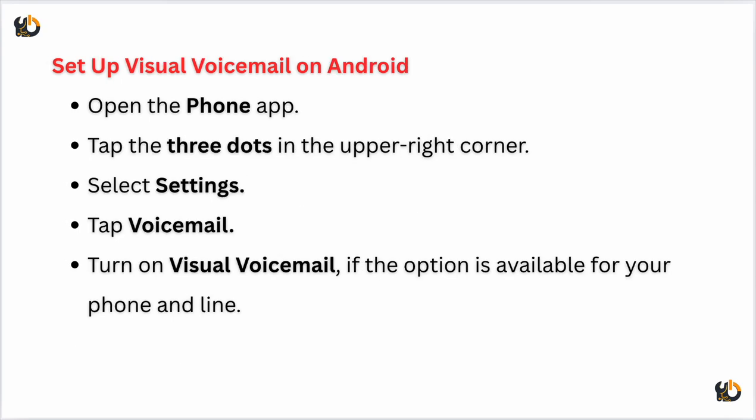Now set up visual voicemail on Android. So open the phone app and tap the three dots in the upper right corner. Now select Settings, then tap Voicemail and turn on visual voicemail if the option is available for your phone and line.